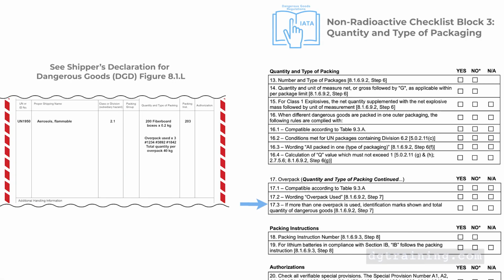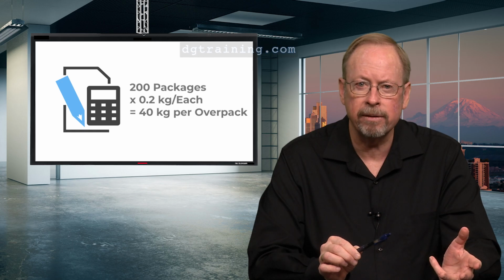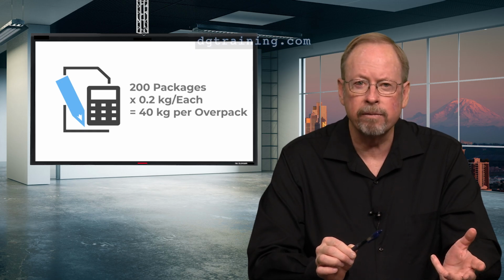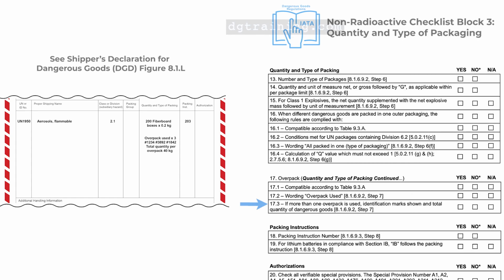This checklist sub-item also requires you to indicate the total quantity of dangerous goods in each overpack. So IATA 8.1L example 8 shows a total of 40 kilograms per overpack. This is simply a multiplication of the number of packages in each overpack times the net quantity per package. So 200 packages times 0.2 of a kilogram per package totals up to 40 kilograms per overpack. In our example, this is shown correctly, so this box gets a check in the yes column.